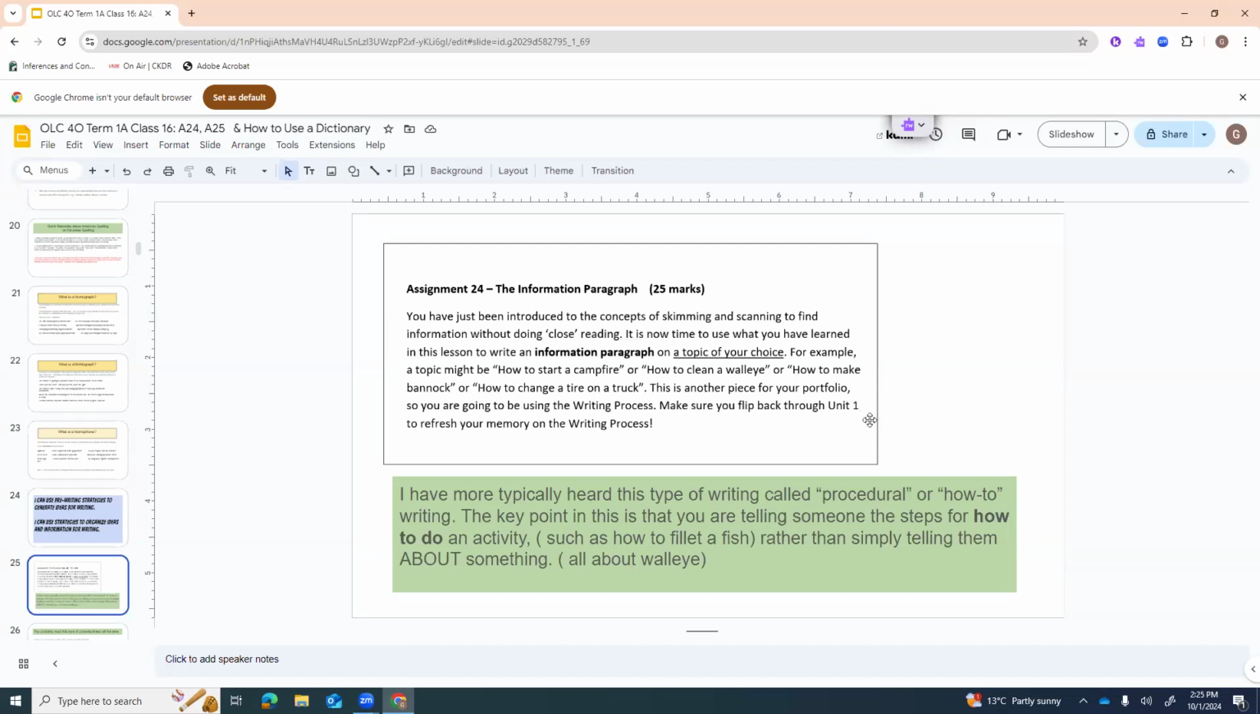This is another piece that we're going to be using in our portfolio. So we are going to be using the writing process. Make sure you flip back through unit one to refresh your memory. We actually talk about it quite a bit, so I don't think you'll need to flip back.